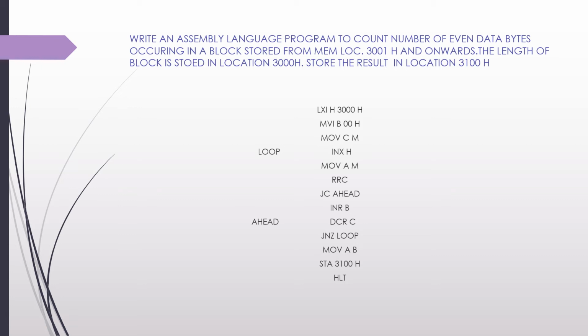So rotate it right, jump on carry to ahead, otherwise increment B register, and then decrement C, jump on non-zero to loop, which means you go to the next memory location. If carry is generated, it is an odd number, so we are not incrementing B. The content of B says how many even data bytes there are. As you repeat this, at the end, whatever is there in B register you store in 3100, which says these many even data bytes are there in the block.